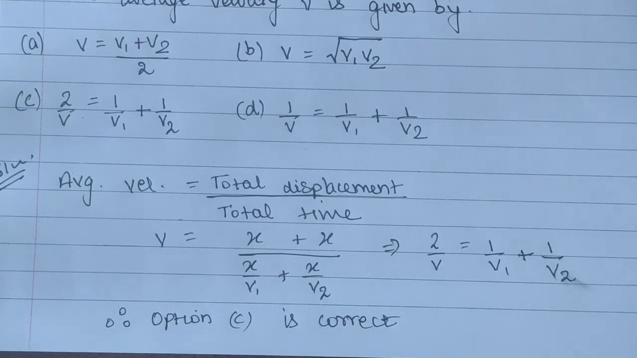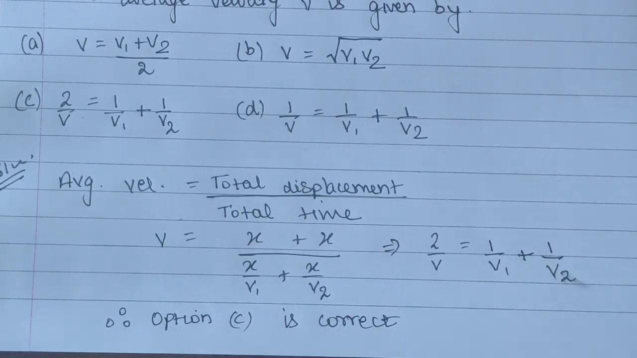The time during the first interval will be x by v1 and during the second interval will be x by v2. Now we'll substitute these values to get 2 by v equals 1 by v1 plus 1 by v2, which is our answer. That is option C.